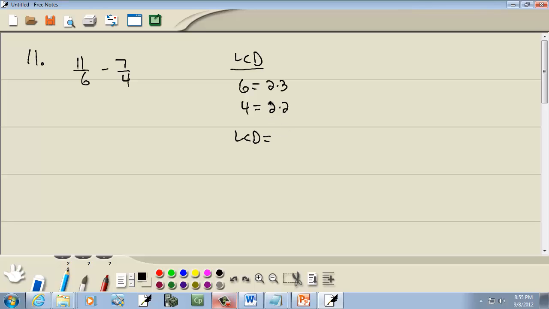For our least common denominator, we start with our first prime, the 2. We're looking for the greatest number of 2's on a single line. There's 1 here, there's 2 here. So the greatest number of 2's would be 2 of them. Then we go to the 3, and we're looking for the greatest number of 3's on a single line. There's 1 here, none here, so it'd be 3. 2 times 2 is 4, times 3 is 12. So our least common denominator would be 12.